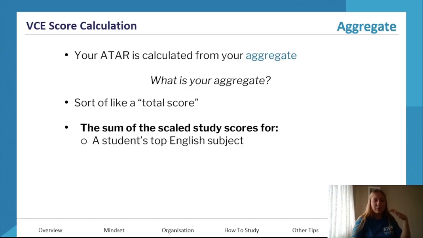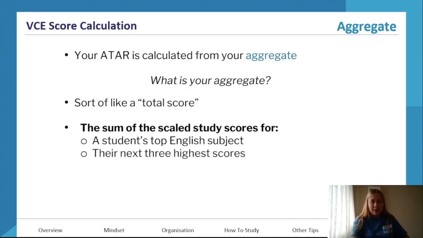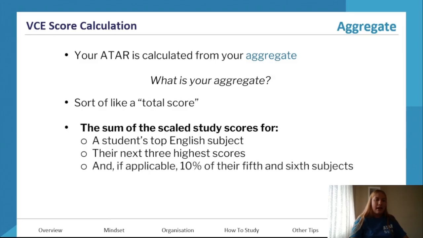So that's how it works with your English subjects. So it's your top English subject and your next 3 highest study scores, whatever they may be. And then the 10% missing of your aggregate that's going to create your ATAR will comprise of your fifth and sixth subjects. So the subjects you didn't do the best at, your lowest scaled scores.